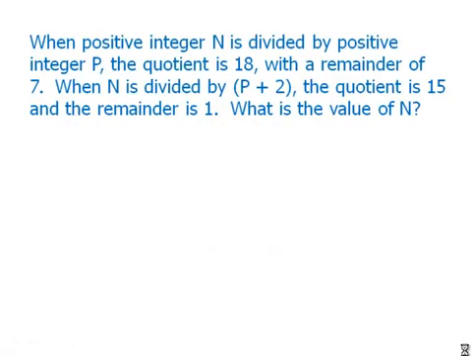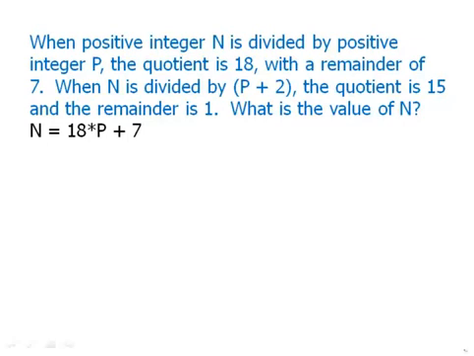Let me give an example. Here's a question. Pause the video and then I'll talk about a solution to this. When positive integer n is divided by positive integer p, the quotient is 18 with a remainder of 7. When n is divided by p plus 2, the quotient is 15 and the remainder is 1. What is the value of n? So we're being asked to find the dividend.